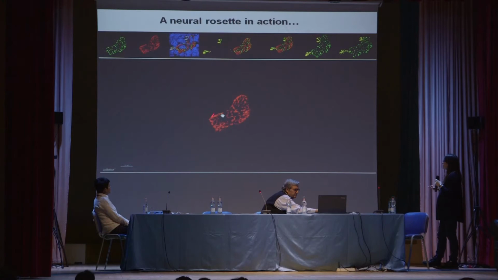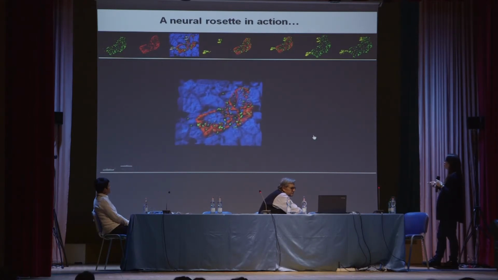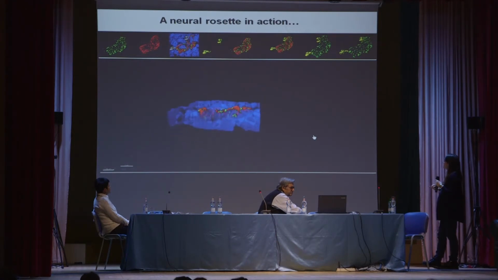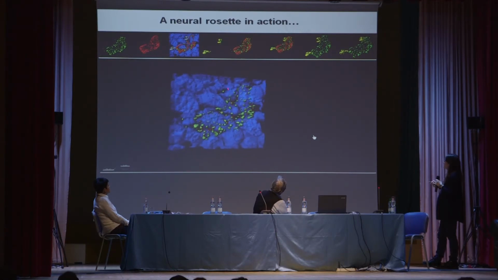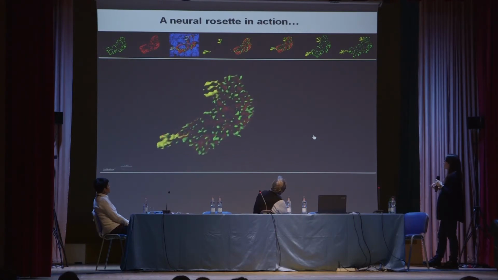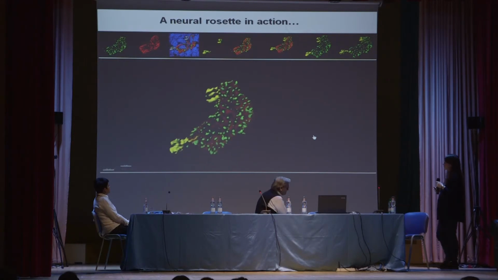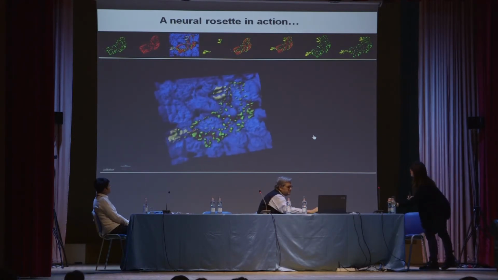Here we see a video showing you how to best visualize the neural rosette, with the PCDH19 localization marked in green inside the lumen, but at the same time at the two poles of the cells, which are then split, which you can see marked in yellow here.